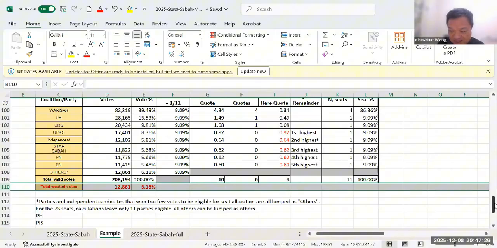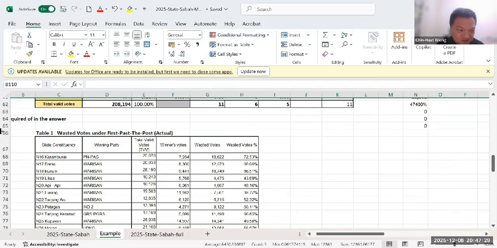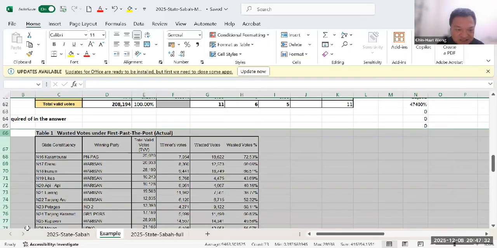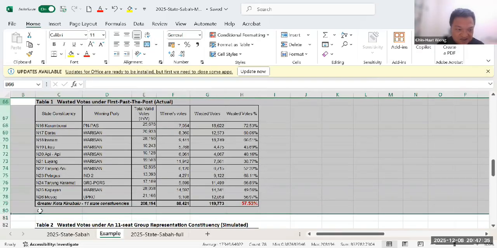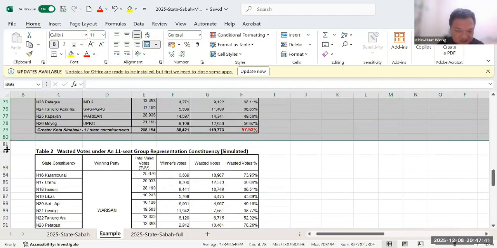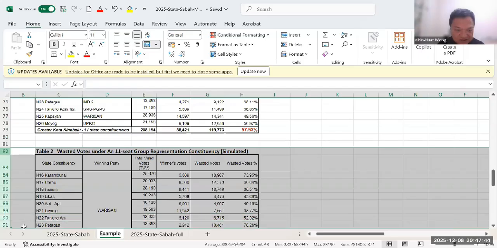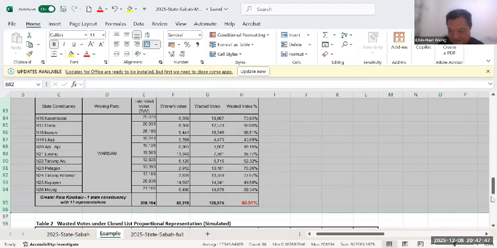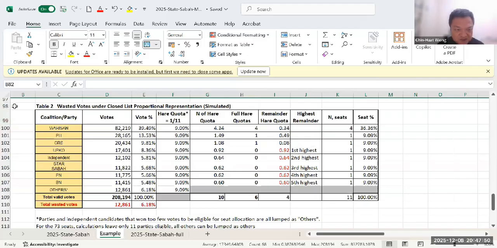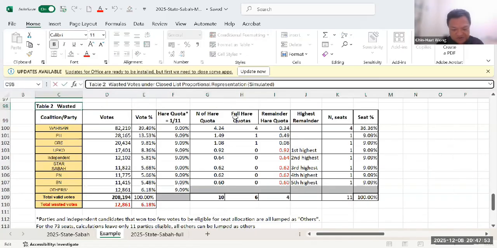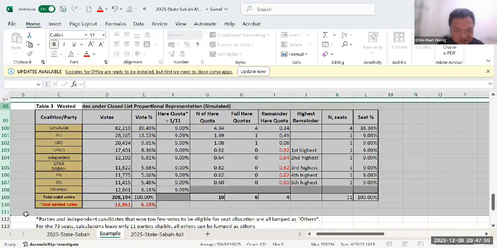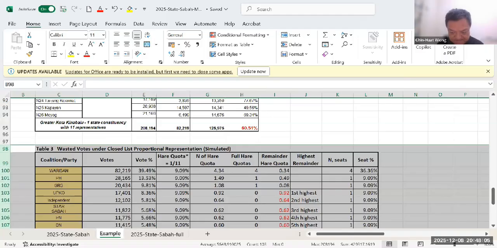In your script, what you need to give me is basically 3 tables and your interpretation. But if you want to attach your Excel file, that's perfectly fine. This is the sample. Table 1, first past the post. Table 2, this is the simulation for Group Representation Constituency. Table 3, this is wasted votes under CLPR. I'm going to reshare this in the group. Just these 3. Is that clear?